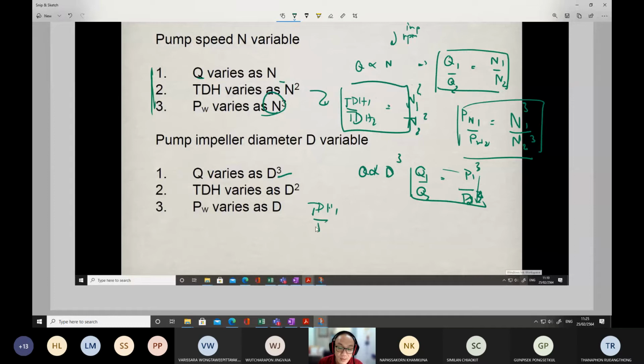TDH1 divided by TDH2 is equal to D1 square divided by D2 square. And the last one is also the same thing, power 1, power 2. So it's equal to D1 divided by D2. So it's proportional with each other. So these are the meaning of this relationship. If you want to change the diameters of the impellers, just check and find out what will be the TDH values and the power requirements.